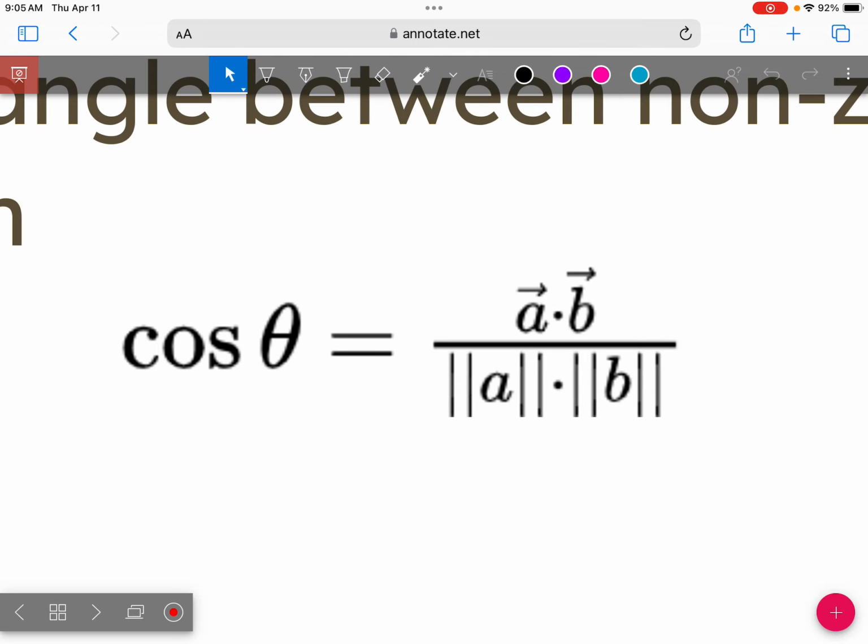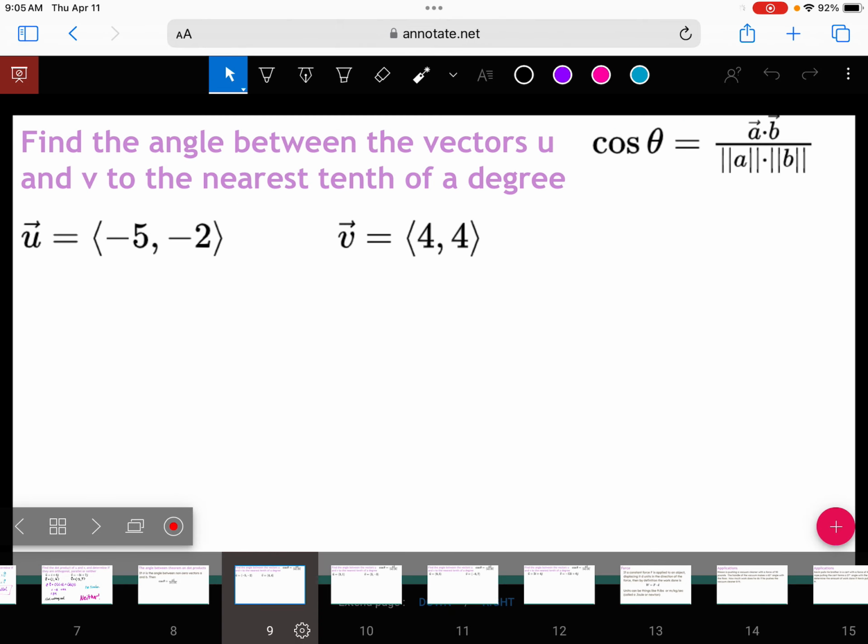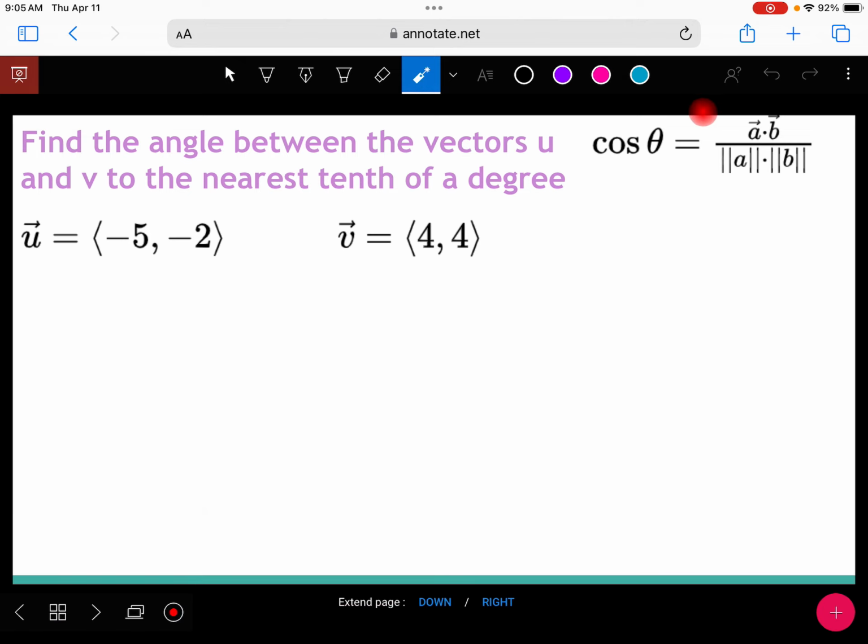All right, so we're going to want to have this cosine formula up here. I do have it on our next page, so it's up here on the top right. So if you didn't quite get it written down, I have it up here. So we're going to find the angle between vectors u and v to the nearest tenth of a degree. So we're telling you where to round.